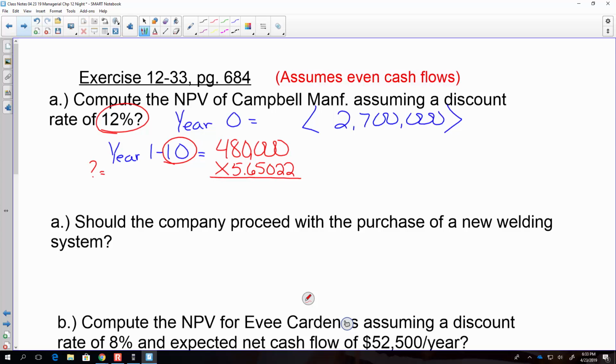So once I multiply this 480 by 5.65022, what amount do I get? 2,712,105. So that's a positive number, right? So that 480,000 for 10 years is valued at today's dollars 2.7 million. It's actually 106 rounded.